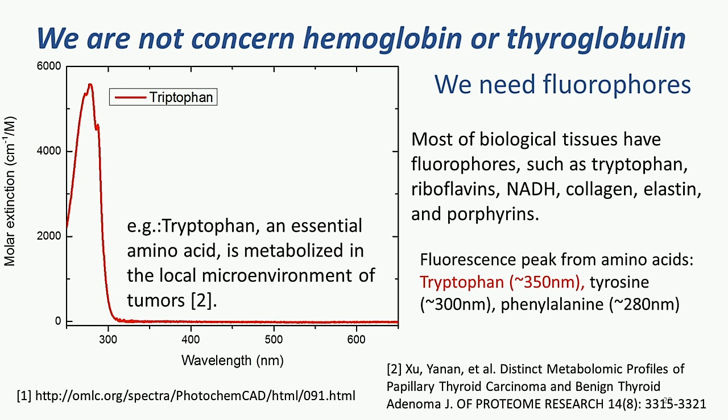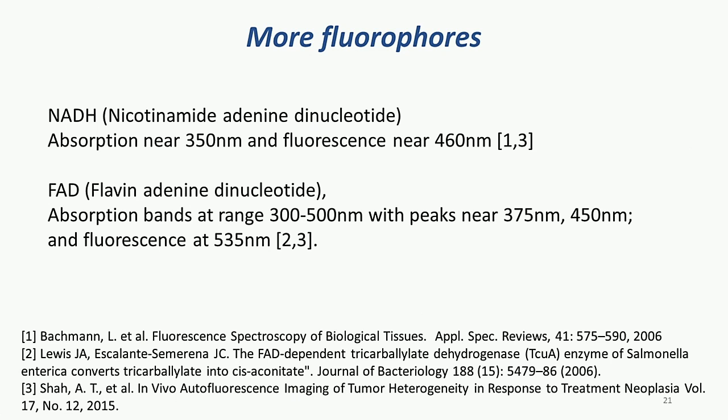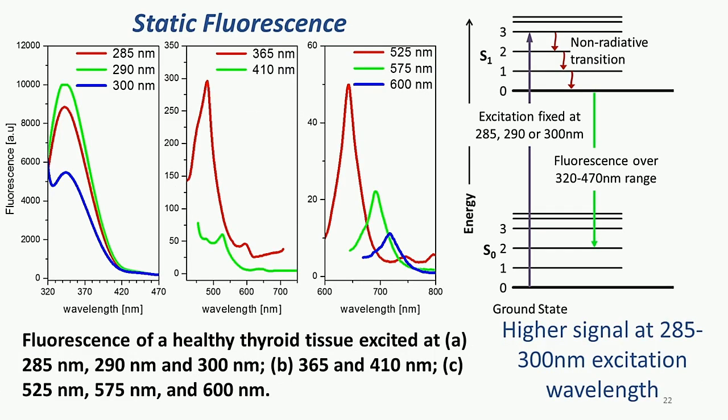So in our biological tissue, we have this kind of fluorophores. More precisely, we have tryptophan, which has a huge absorption band near 290 with fluorescence at 350. Another two examples are NADH and FAD, with absorption near 350 nanometers or 450 nanometers. And these are probably the fluorophores that will give fluorescence in our tissue. The second experiment that we use is static fluorescence. Here we select an excitation wavelength and measure the fluorescence over a range, and over a range of excitation wavelengths.